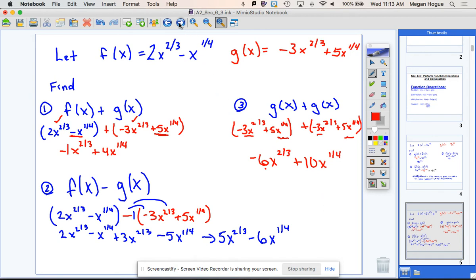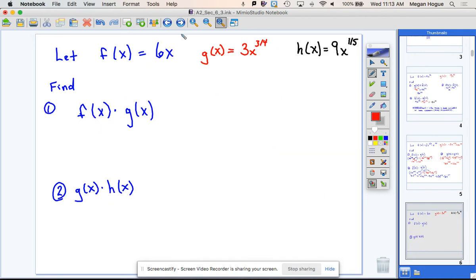All right, let's move on to the multiplication. So Gracie, we're about the third section down. You see where we're at? Okay. All right, so we've got now f of x is 6x, g of x is 3x to the 3/4, and h of x is 9x to the 1/5.